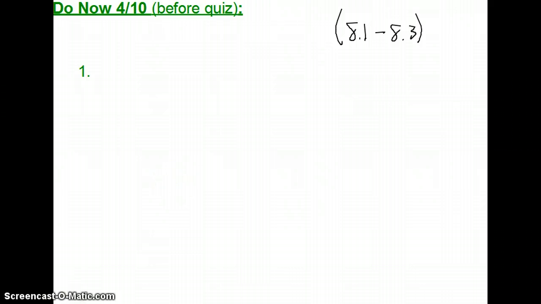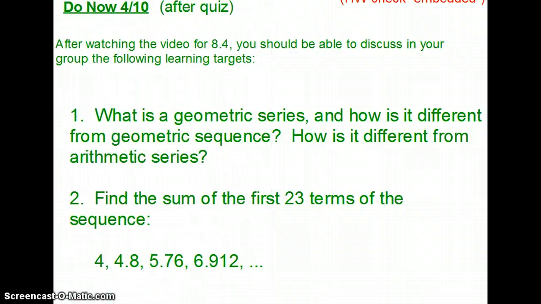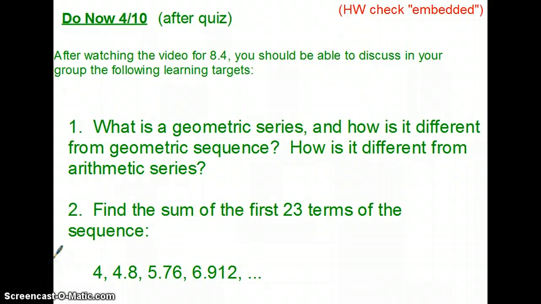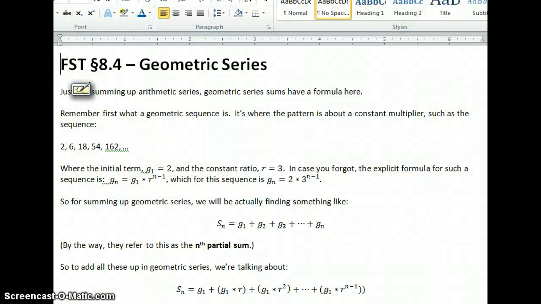All right. Then what you're supposed to know after the quiz and after you watch this video, oh sorry, you can't really see all of this very well, there you go, is that just kind of like when you came in on Thursday, you should be able to discuss in your groups these couple of learning targets. So have a look at this. This is about adding up geometric series this time, which you may be able to predict is going to be a lot like the same kind of process as adding up arithmetic, just a slightly different formula, and you'd be exactly right. Okay, let's look at that.